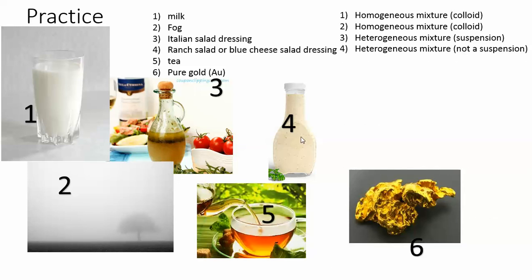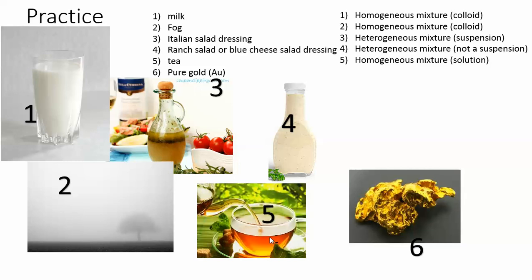Ranch dressing, heterogeneous mixture. In this case, it's not a suspension. You could tell the herbs and stuff. In blue cheese dressing, you can usually tell the chunks of blue cheese from the other stuff, but it doesn't necessarily settle out over time. It depends on the brand, but it wouldn't necessarily qualify as a suspension. Again, shake well is a good example that it is a suspension.